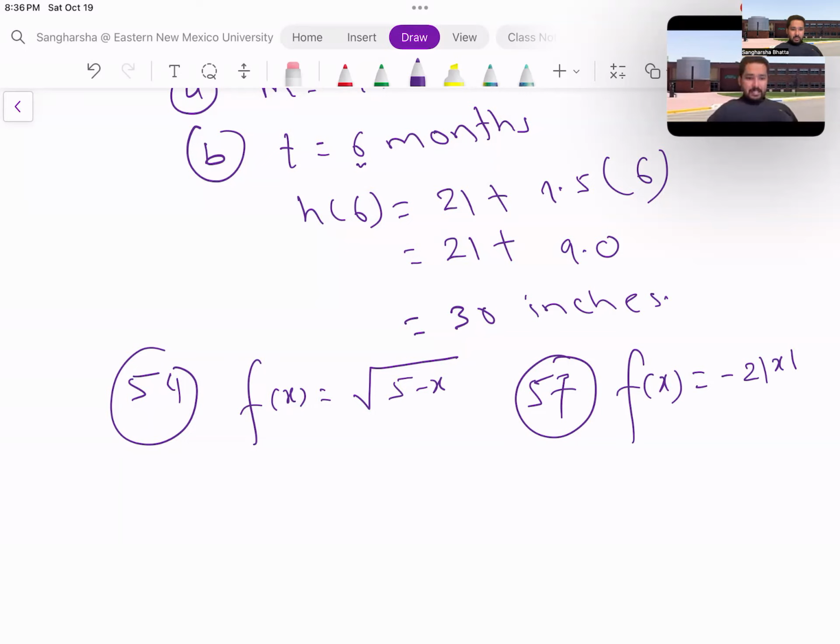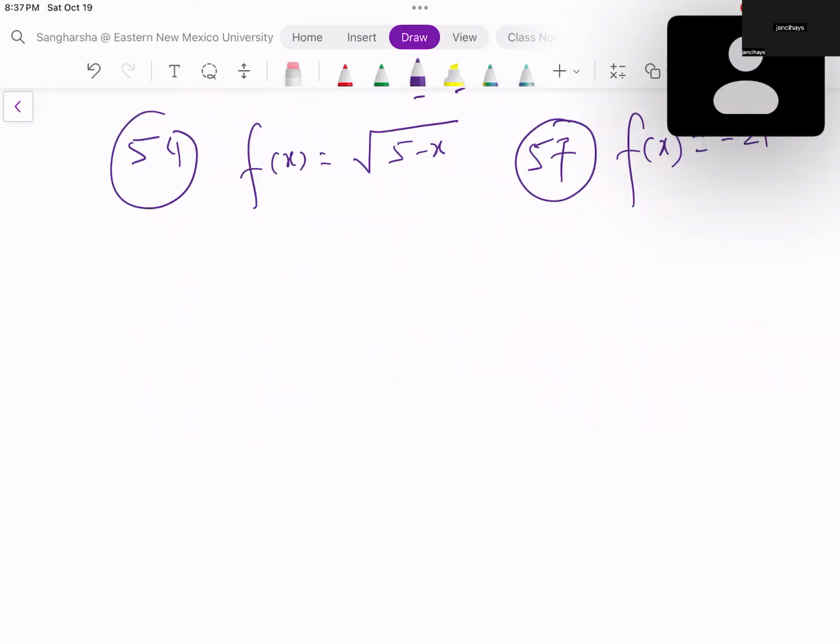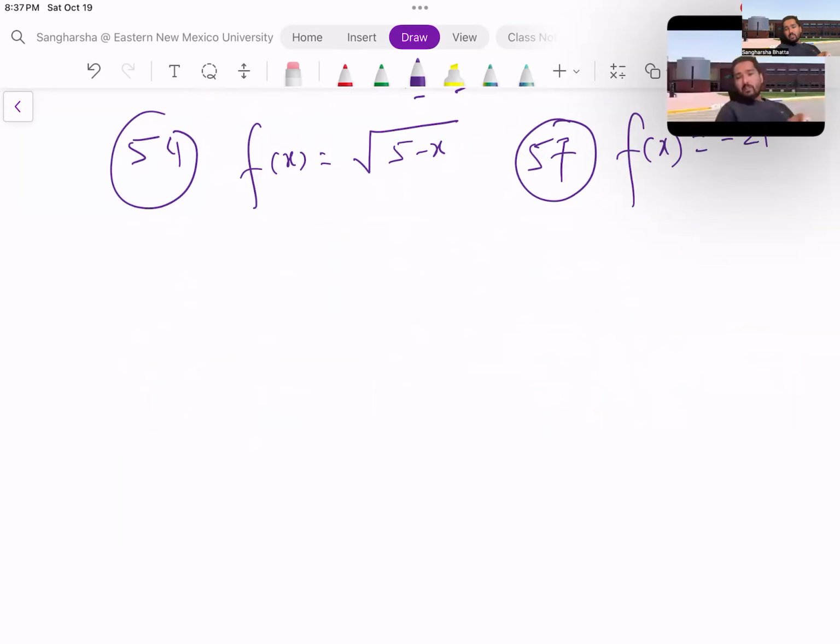In 61, we had to determine whether the graph is a function or not. And what test do we use to check whether the graph is a function or not? Horizontal line test? No, that's for one-to-one functions. We use the vertical line test.